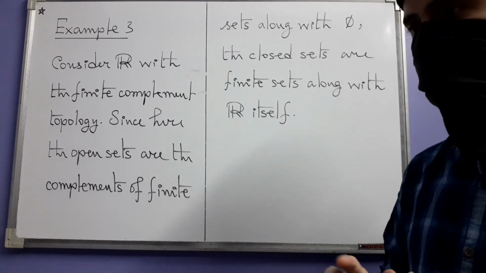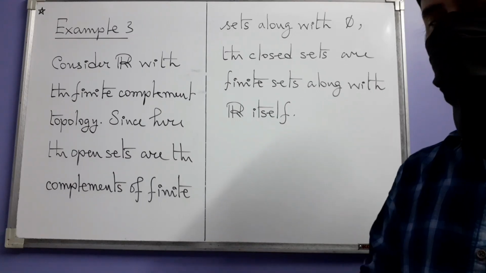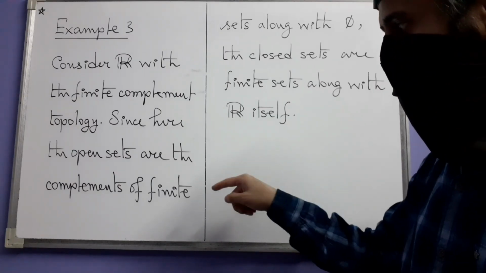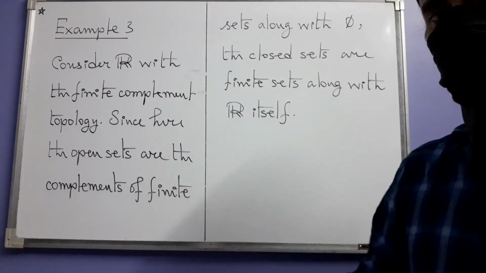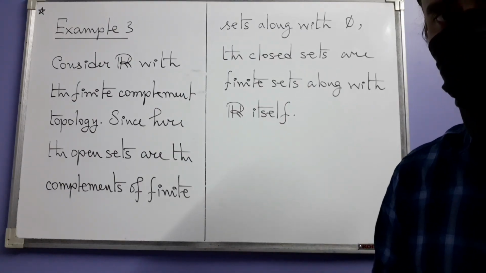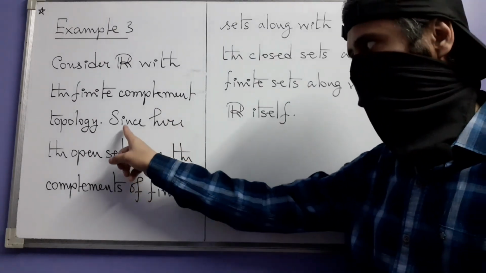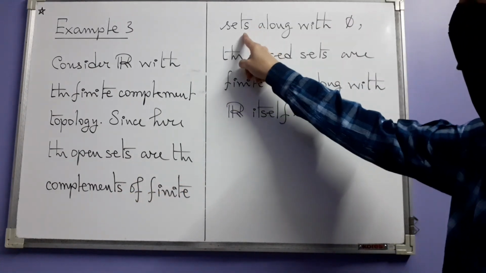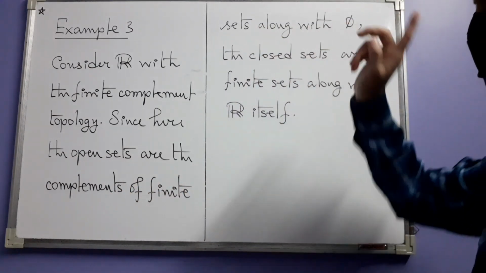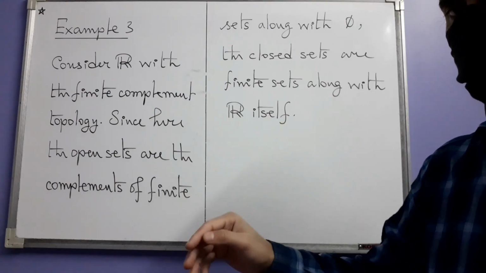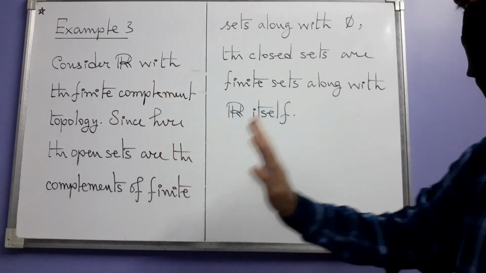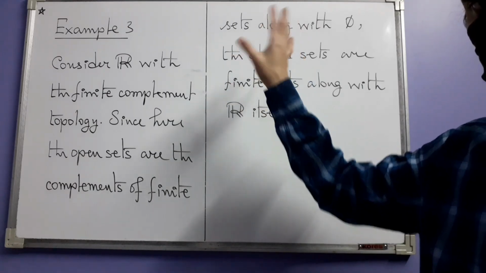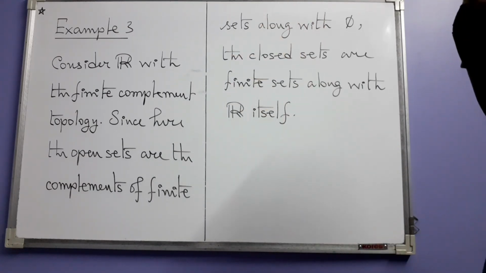Now, when do we have the complement of a set finite? Precisely when the set itself is the complement of a finite set. So that's why I have written like this. Since here open sets are the complements of finite sets along with the empty set itself. The complement of the empty set is R, which is not finite, but because we need this in any topology, that's why this is also there extra.